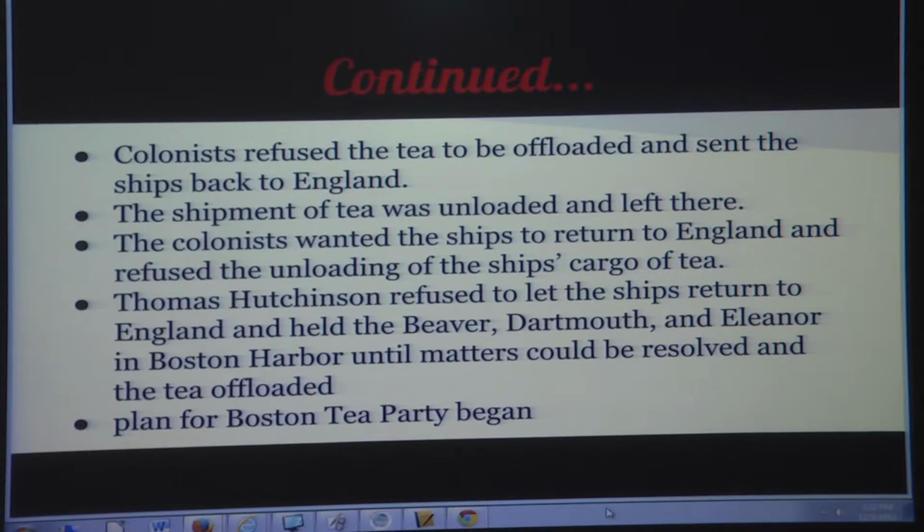The colonists, led by the Sons of Liberty, wanted the ships to return to England and refused the unloading of the ships' cargo of tea. Lieutenant Governor and Chief Justice of Massachusetts, Thomas Hutchinson, refused to let the ships return to England and held the ships in Boston Harbor until the matters could be resolved and the tea offloaded. This is where the plans for the Boston Tea Party were set.